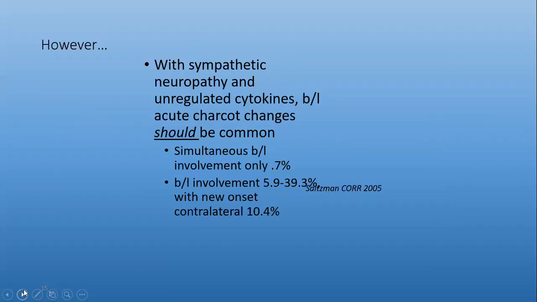The strange thing of this Charcot disease is that it should be simultaneous or bilateral, because if this is a systemic disorder, just having the reasoning being a sympathetic neuropathy and unregulated cytokines would point toward involvement of bilateral. But the literature in 2005 shows only less than 1% of the patients get bilateral involvement, and then only about 10% get it bilateral after the original foot gets it.